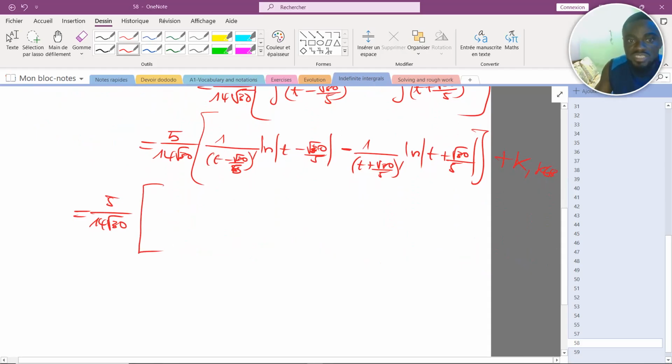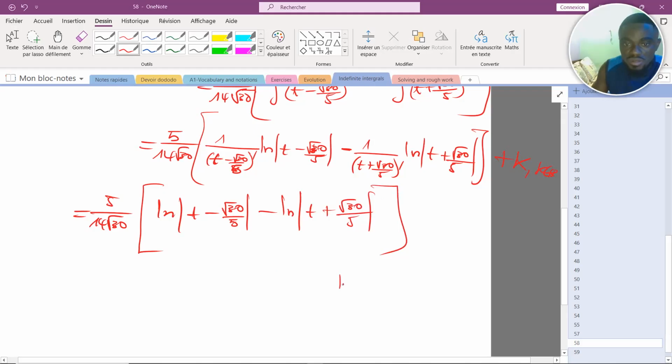When I differentiate this, there is t here. When I differentiate this, this is simply 1. So I will be left with ln of the absolute value of t minus root 30 on 5 minus, when I differentiate this, this is simply 1, ln of the absolute value of t plus root 30, all over 5. Now, what do you have here?